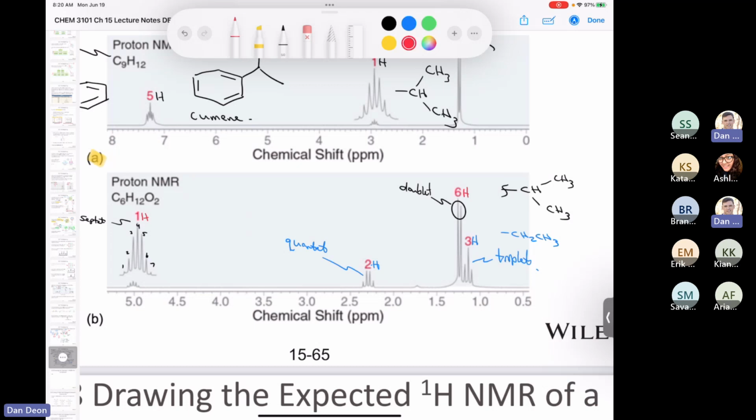Is everybody with me on that? Ethyl and isopropyl. Does everybody see that far? Yeah? Okay. Any questions about that? Because I'd like to keep going with this problem for just a second.